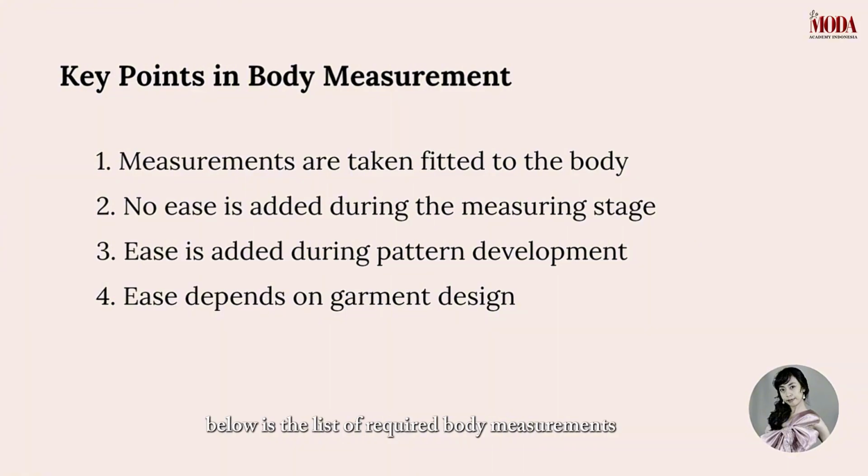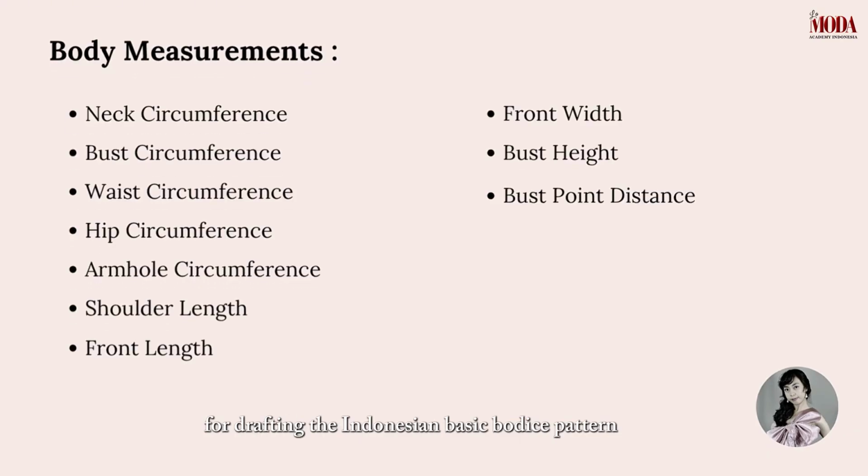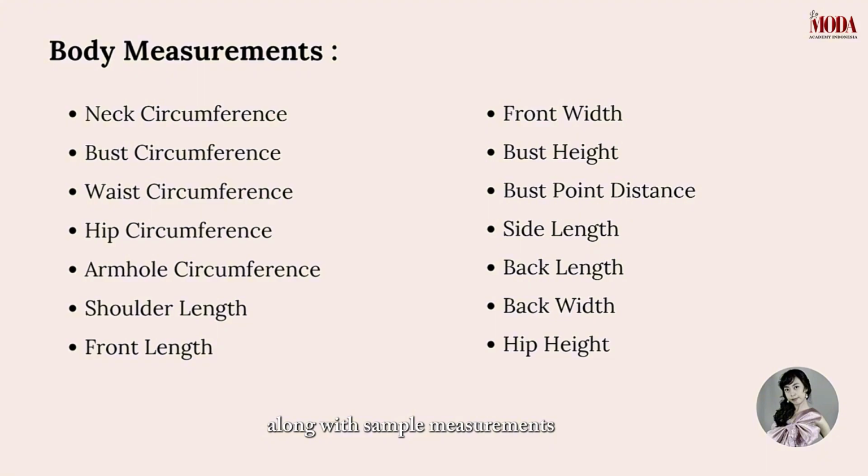Below is the list of required body measurements for drafting the Indonesian basic bodice pattern, along with sample measurements that you can use for practicing formula calculations. To draft the basic Indonesian bodice pattern, we start by taking the main circumferences, the neck, bust, waist, and hips. Next, we measure the armhole and shoulder length. Then we move on to the vertical measurements, including the front length, side length, and back length. We also take the front and back widths, along with important bust measurements, such as bust height and bust point distance. Finally, we measure the hip height to complete the set of measurements.